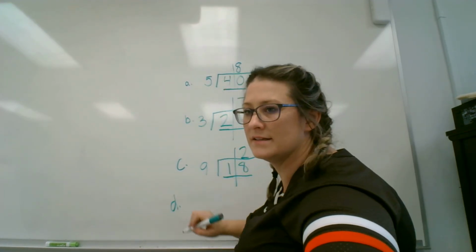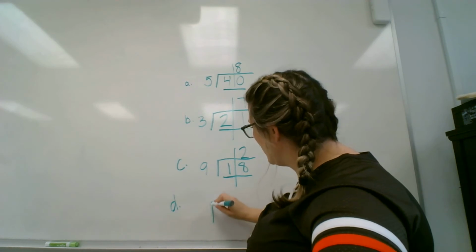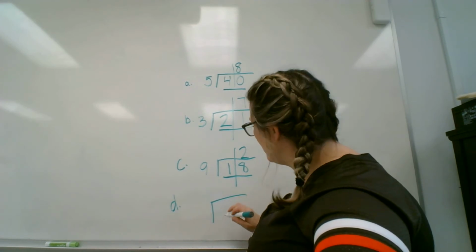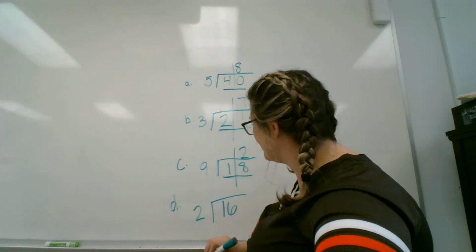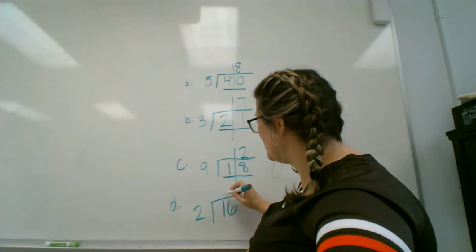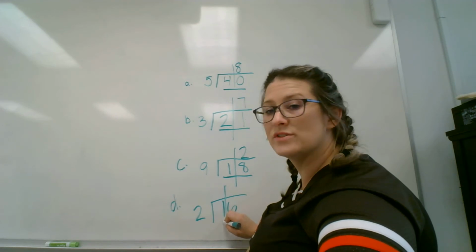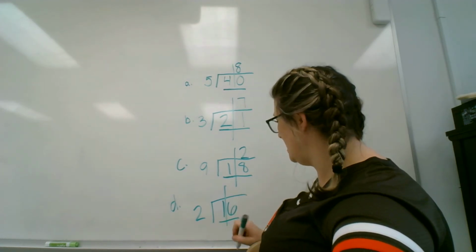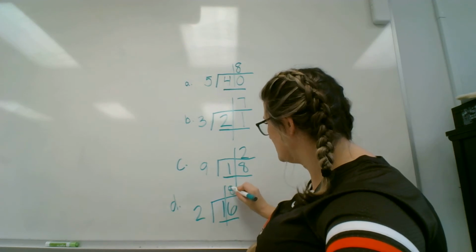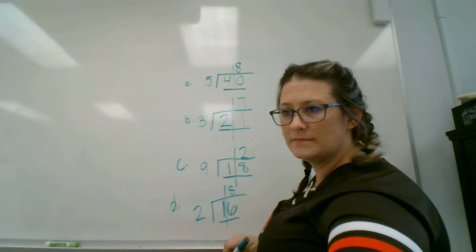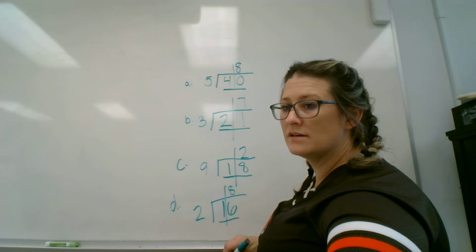And D. I'll just help you guys with all of these since they are kind of new. 16 goes down here, and the 2 goes here. 16 divided by 2. 2 does not go into 1 evenly, but 2 goes into 16. 2 goes into 16 how many times? 8. Go ahead and write those.